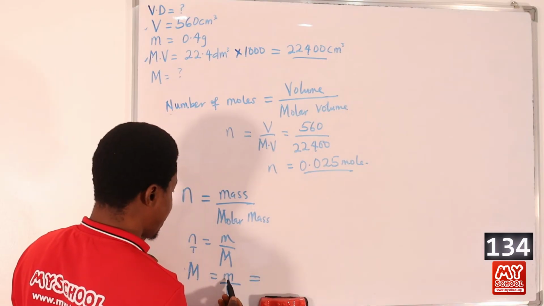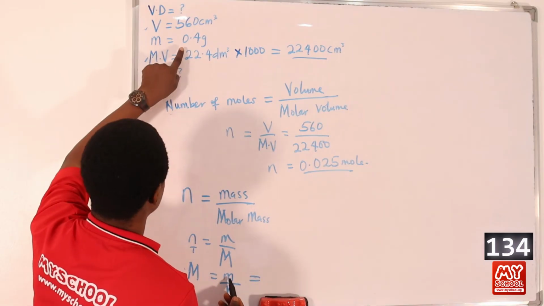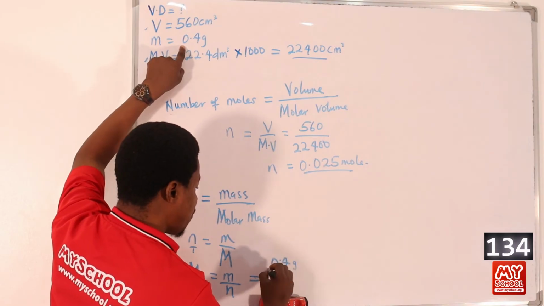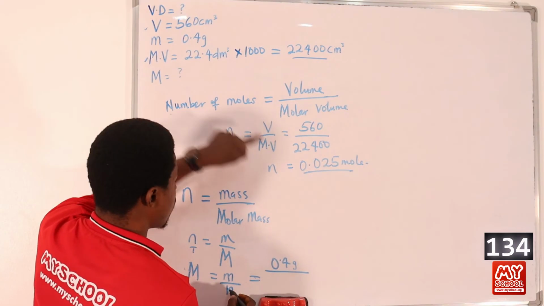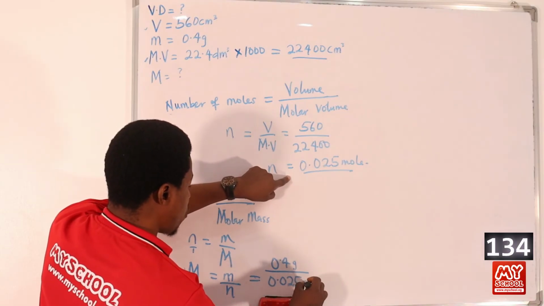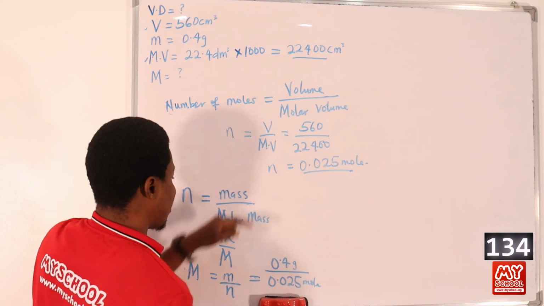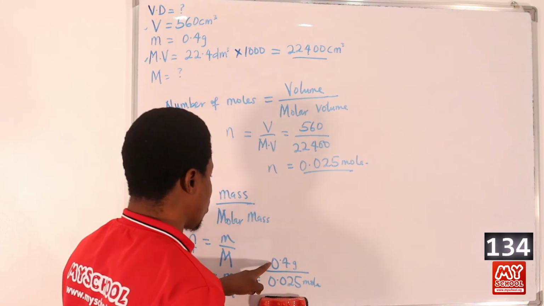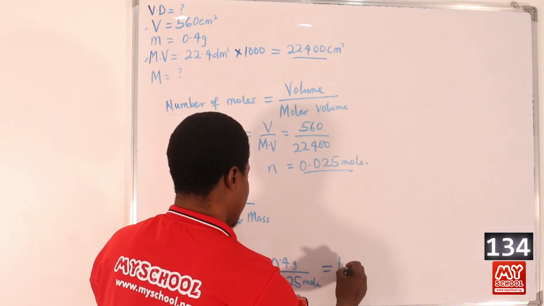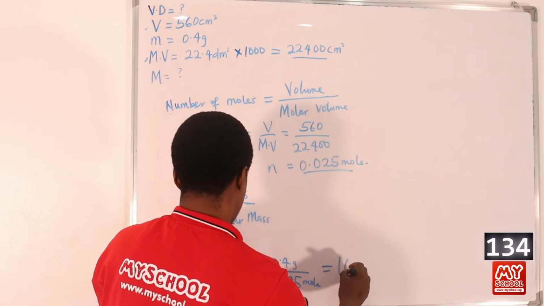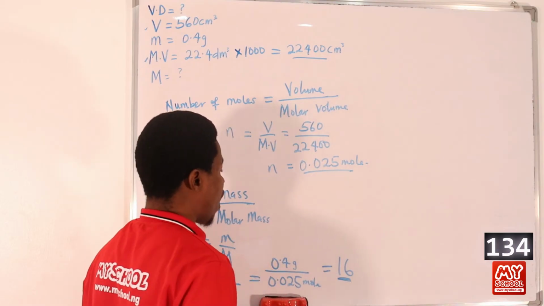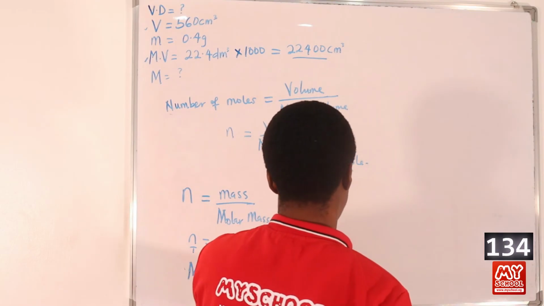So the mass was given to be 0.4 gram, divided by the number of moles, 0.025 moles. By the time we divide 0.4 by 0.025, we'll have 16. So 16 will be our value for molecular mass. Our molecular mass for that gas is actually 16.